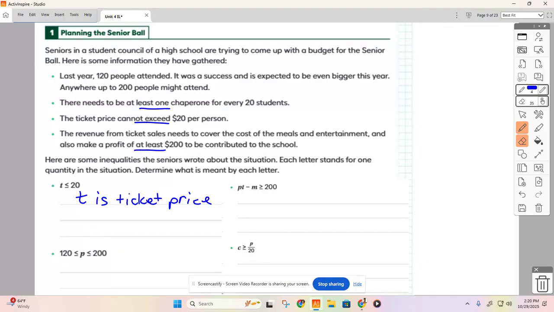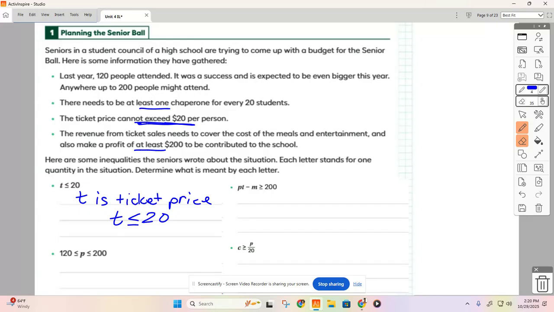Now, here's where we have to start kind of implementing what we did yesterday. Yesterday on that sheet, we had some key words that talked about these inequality symbols. And this one, the T, it says that the ticket price cannot exceed 20. So the way that you set up an inequality, I always write the variable and the number. The T cannot exceed 20, so it has to be less than or equal to 20.